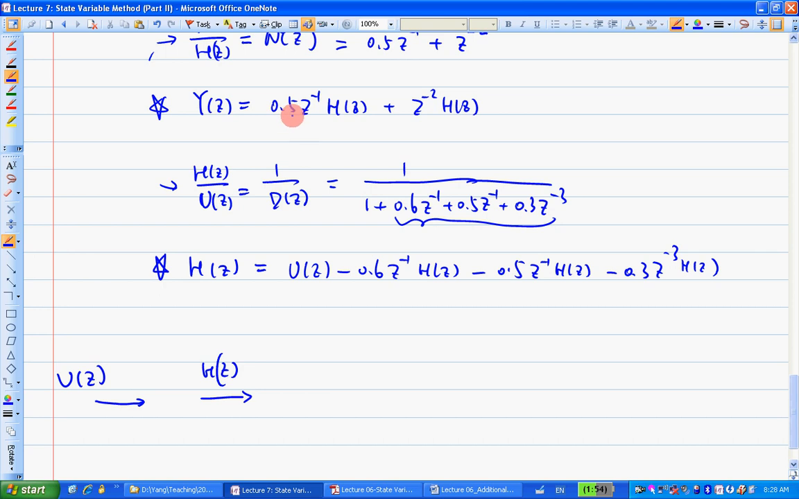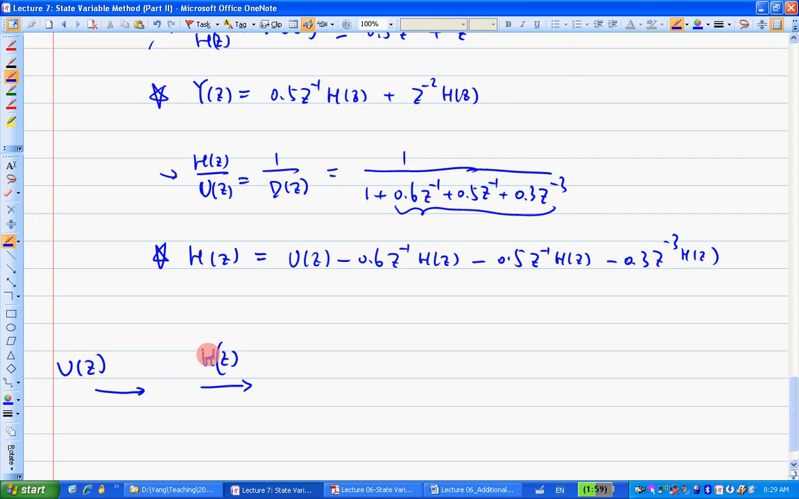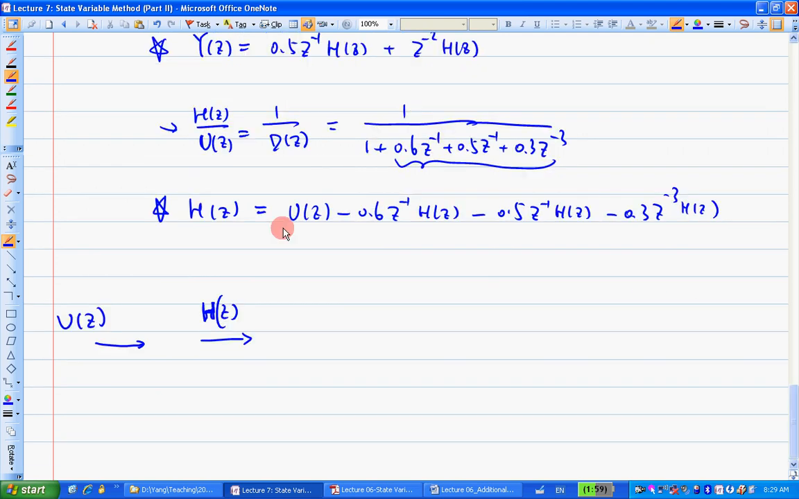Based on the first one here, I can obtain my Y of z, right? But maybe I'll try to obtain the second one here. So what's the second one? Looking at this, H of z by what?